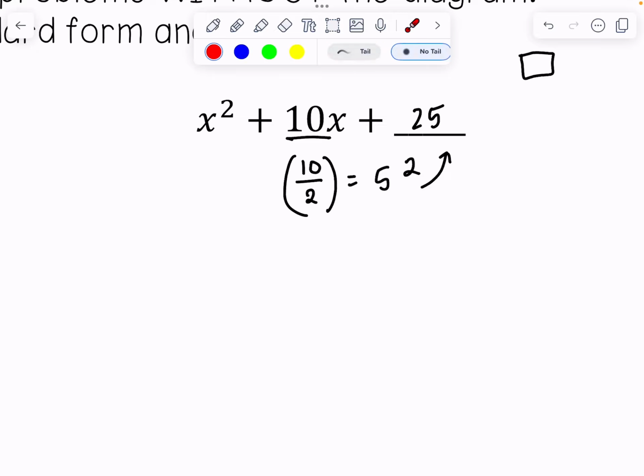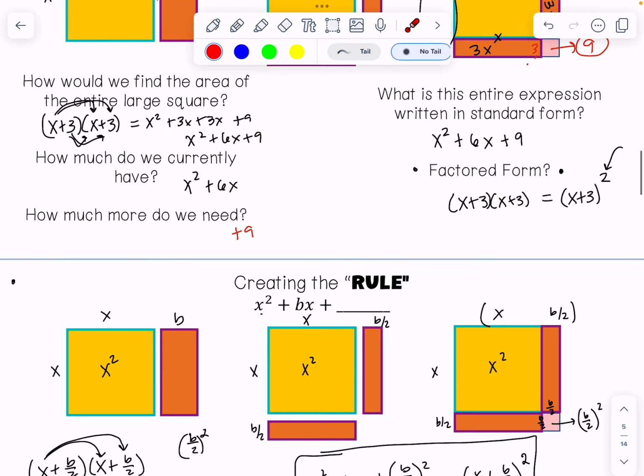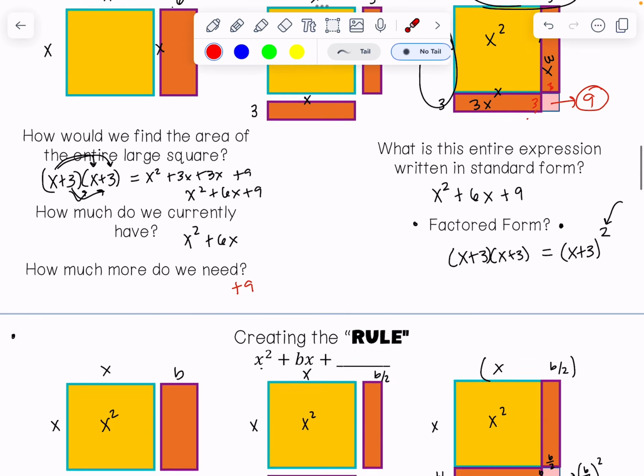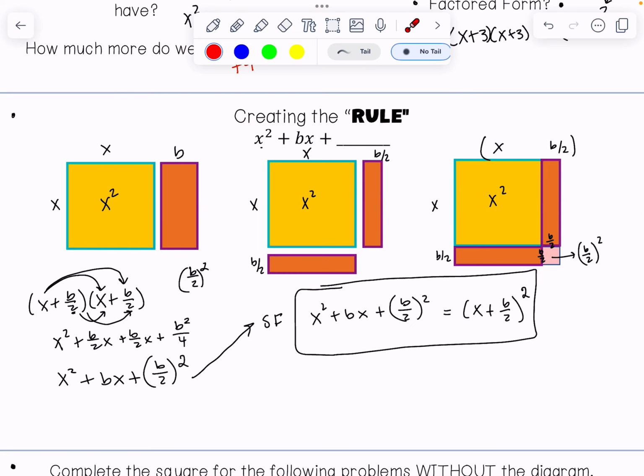So notice once again, all I did is I took my b term, I divided it by 2. Whatever I get here, we square. That's actually what we need in order to complete that square. So in the earlier example, it was 6. We took 6, we divided it by 2, we got 3. And 3 squared is what gave us the 9. That's what we needed to add into our blank. The rule said take your b, split it by 2, and that's what you square to figure out what goes in your blank.